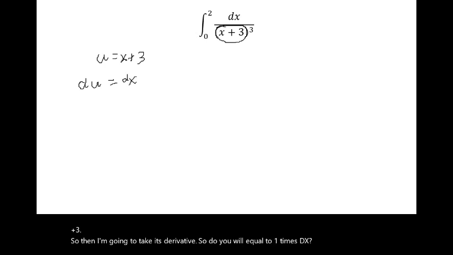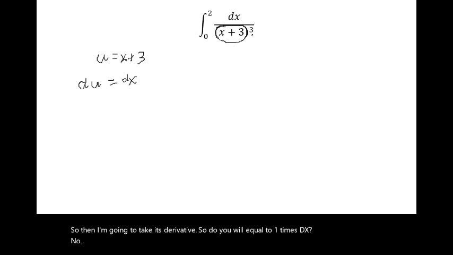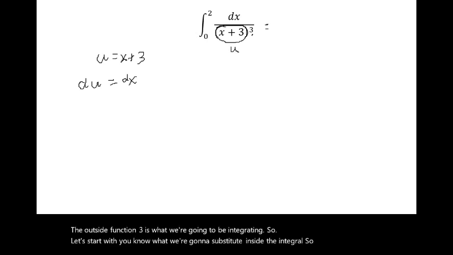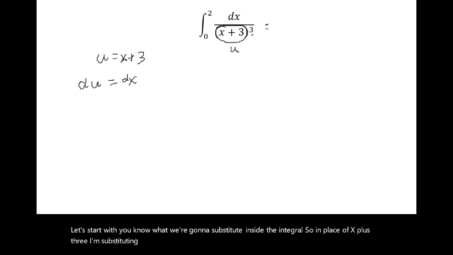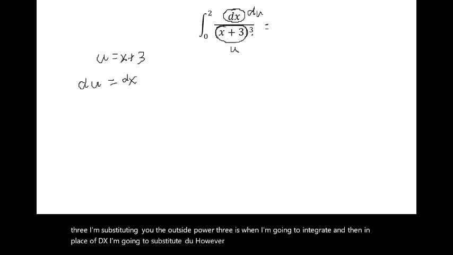Now, the outside function u cubed is what we're going to be integrating, so let's start with what we're going to substitute inside the integral. So in place of x plus 3, I'm substituting u. The outside power 3 is what I'm going to integrate. And then in place of dx, I'm going to substitute du. However, let's also change the bounds.